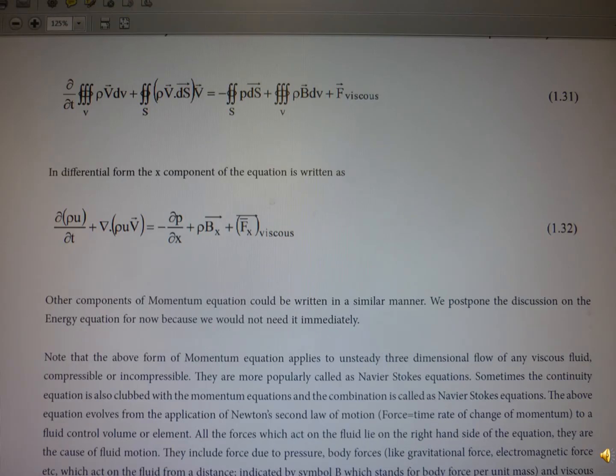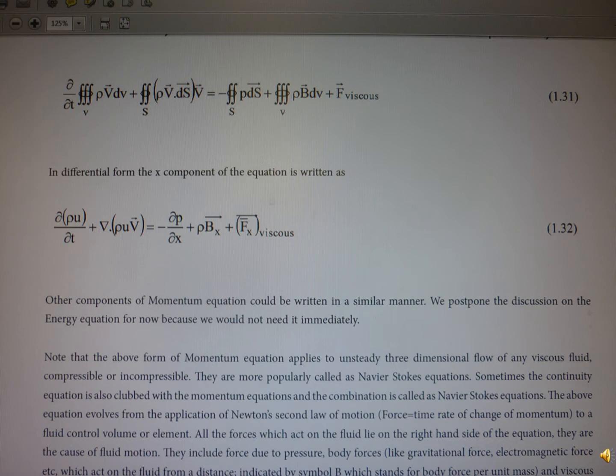So the differential form of the x component of the equation can be written. In this case, del rho u by del t plus del rho u V is equal to minus del p by del x plus rho f_x. So this is the x component of the momentum equation written for this fluid.